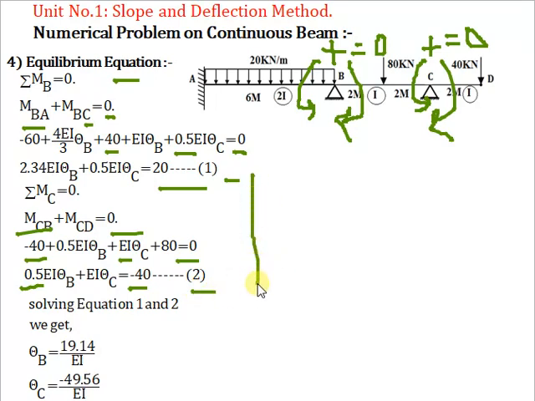Let's solve these two simultaneous equations, and we will get theta B is equal to 19.14 divided by EI, and theta C is equal to minus 49.56 divided by EI. So by putting these two in the above slope deflection equations, we will get the end moment for each span.